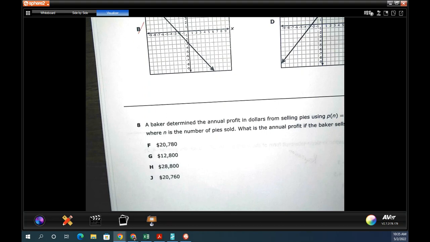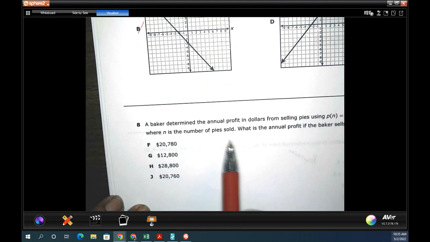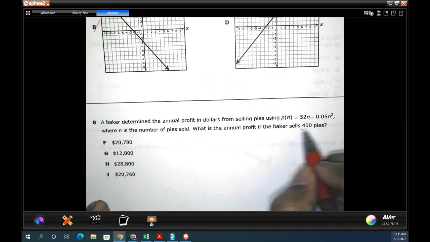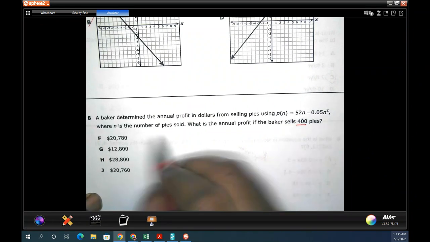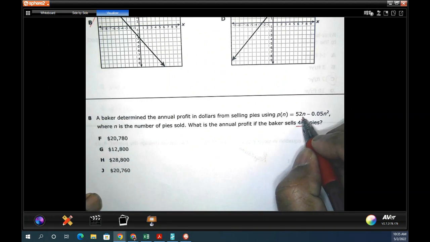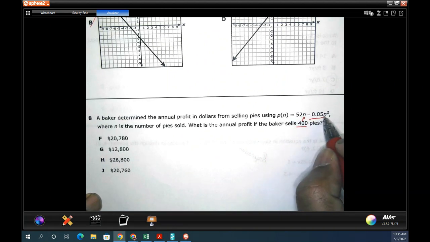Let's look at number 8. And I'm going to write in red. A baker determined the annual profit in dollars from selling pies using P of n equals 52n minus 0.05 n squared, where n is the number of pies sold. What is the annual profit if the baker sells 400 pies? What are you going to do here? Yeah. All you're going to do is substitute 400 because n is the number of pies sold. So you put it in there and there.